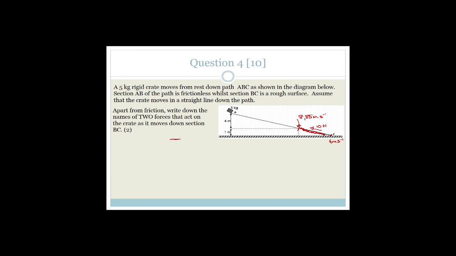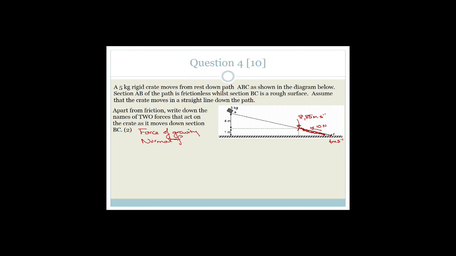It says, apart from friction, write down the name of two forces that act on the crate as it moves down this section. Apart from friction. Well, there's obviously the force of gravity. And then what is the other force? It is going to be the normal force.